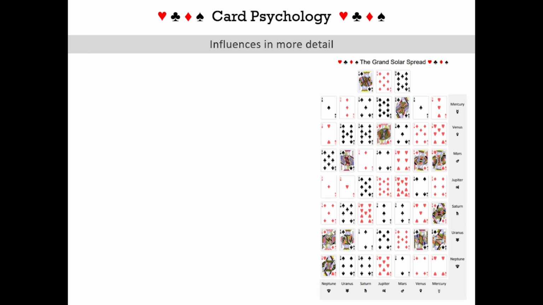All right, I want to talk about these influences in more detail. So here on the right, we have the grand solar spread. You have your Mercury row, your Venus row, Mars row, Jupiter. You have your Mercury column, Venus column, Mars column, Jupiter column. Now, a note about the crown line.